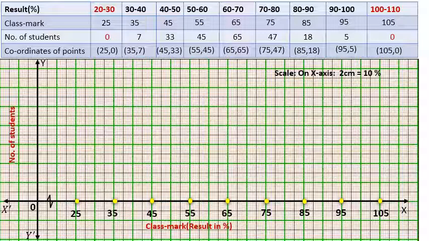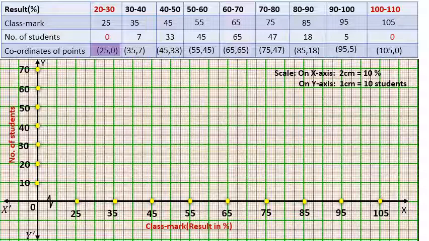We show a kink mark on the x-axis before the first class mark to denote that there are no observations up to 25. On the y-axis, 1 cm is equal to 10 students. Using this scale, we show the number of students on the y-axis. Now we start plotting the points for the frequency polygon. The first point is 25, 0. Here the y-coordinate is 0, so the corresponding point will lie on the x-axis.